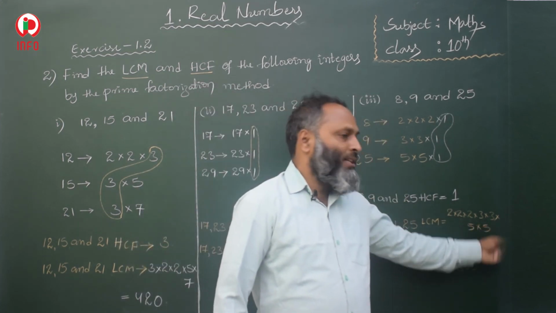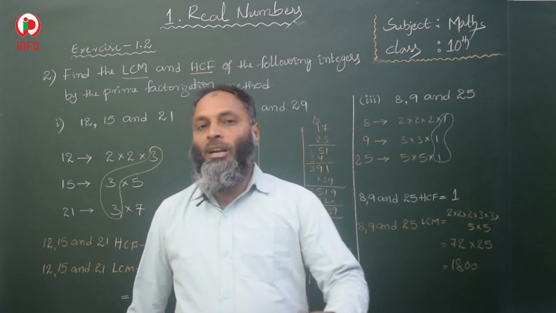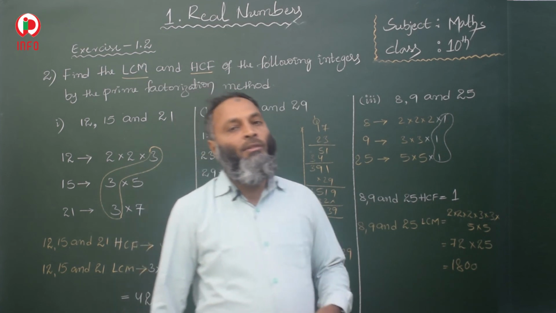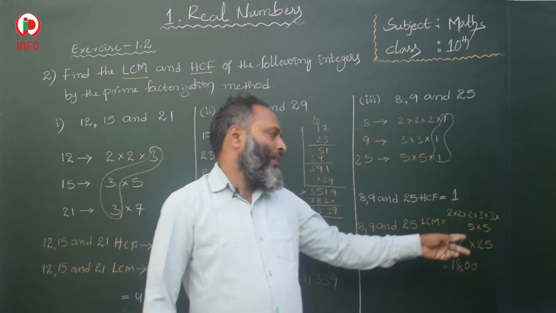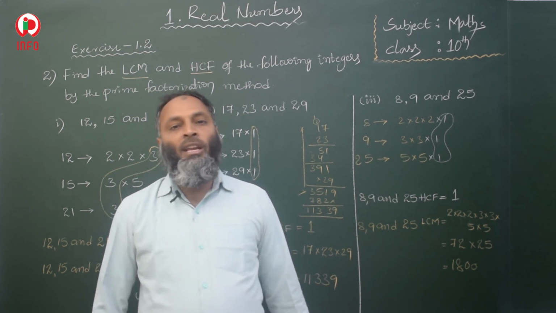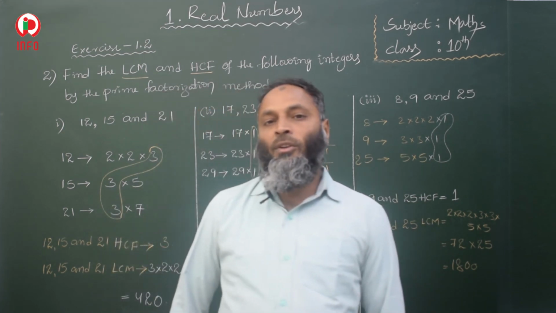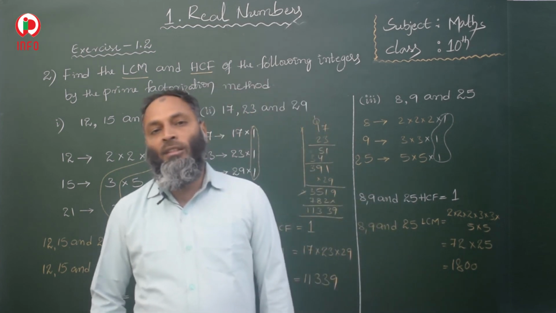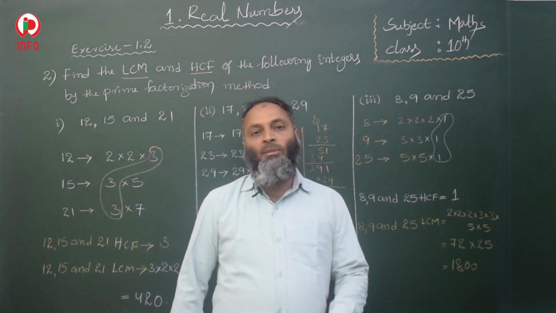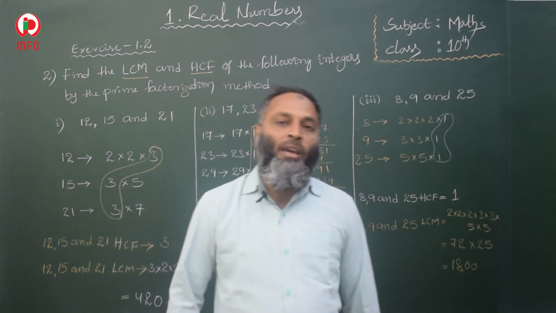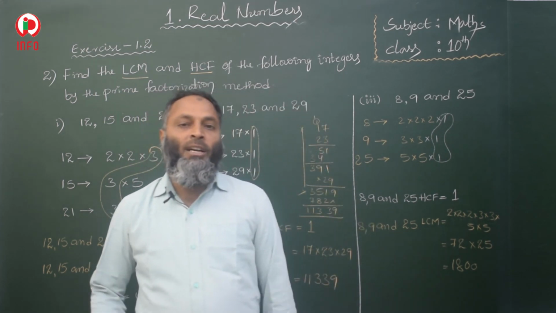Here also we won't consider 1. Why? Because if you multiply with 1, you get the same number. So that is why there is no need to take 1. When 1 is common in all, there is no need to take 1 in the HCF product. If a common number other than 1 is there in all the given numbers, then that number should be taken in the HCF product. Okay. This is the method to find LCM and HCF.